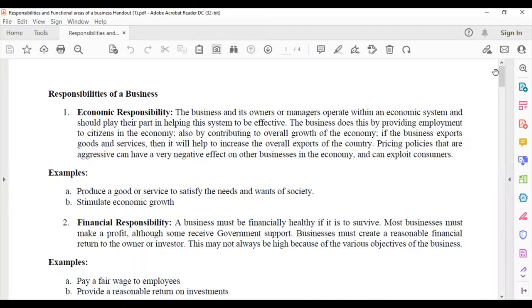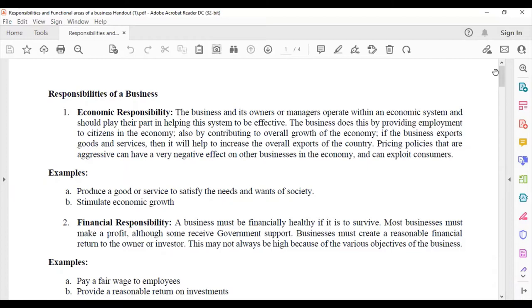Then we're talking about pricing policies. Now, pricing policies that are aggressive can have a negative effect on other businesses in the economy, and thus they can exploit consumers. All right, so hence the reason the government would put in place price ceilings and price floors. So price ceilings is the highest price possible that someone could pay for a good, and price floors are the lowest price that someone could pay for the goods.